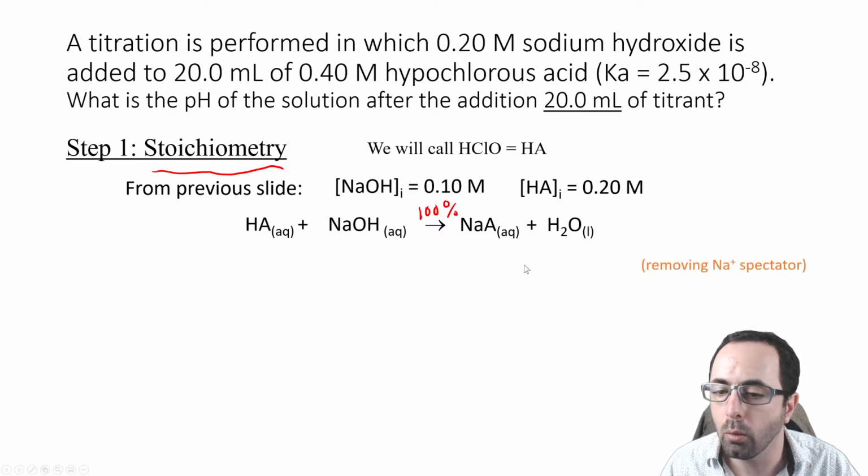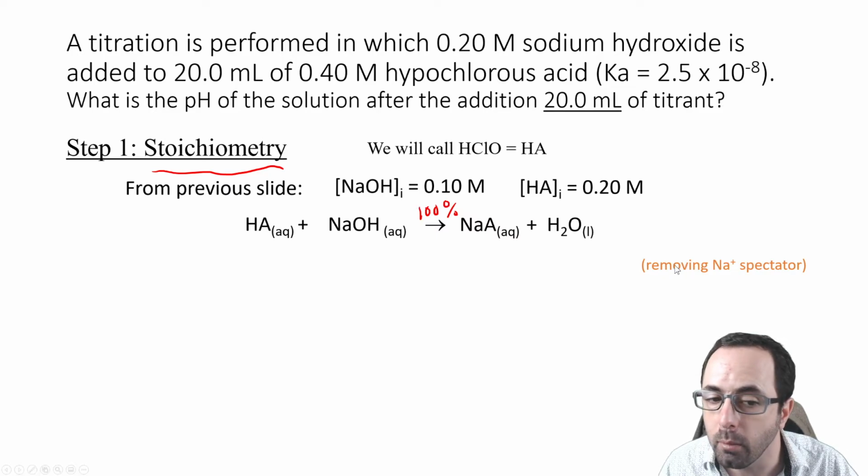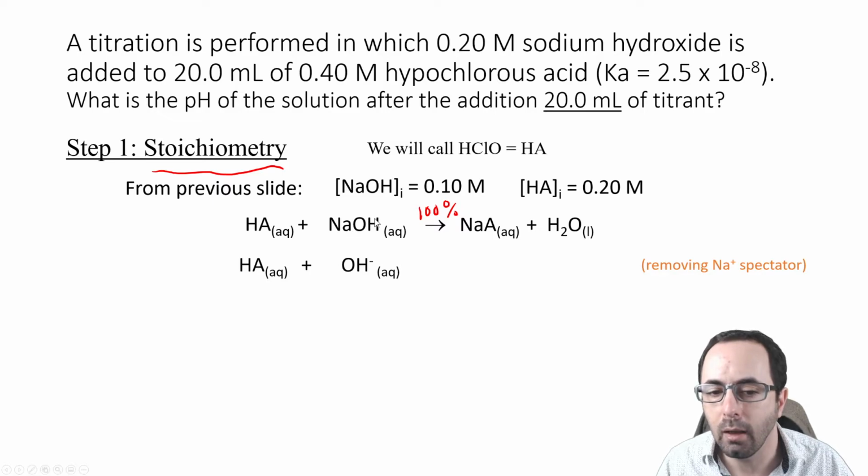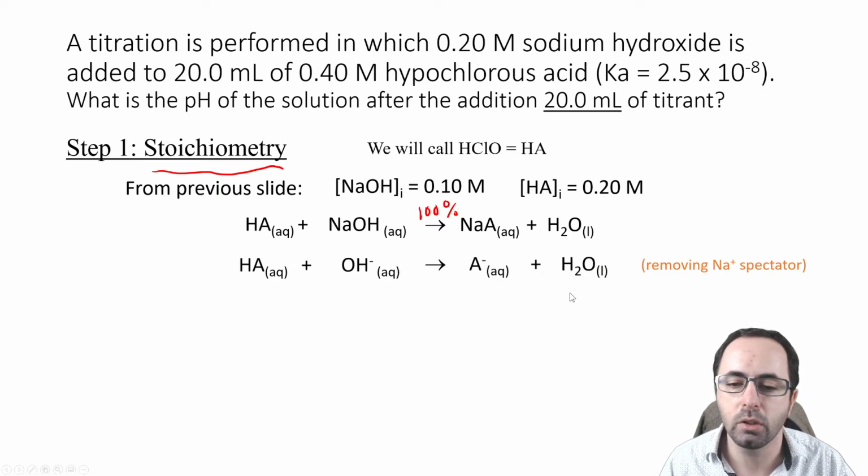So here I'd like to remove the sodium spectator ion. It just makes it look a little cleaner because here we have sodium and hydroxide ions, which are separate. Here we have sodium and A minus ions, which are separate. The sodium ions are not doing anything. So if we remove them, we have still the HA, but now we have just hydroxide ion. And for the products here, we have just the A minus ion. So we've gotten rid of the sodium spectator, which always makes things look a little cleaner.